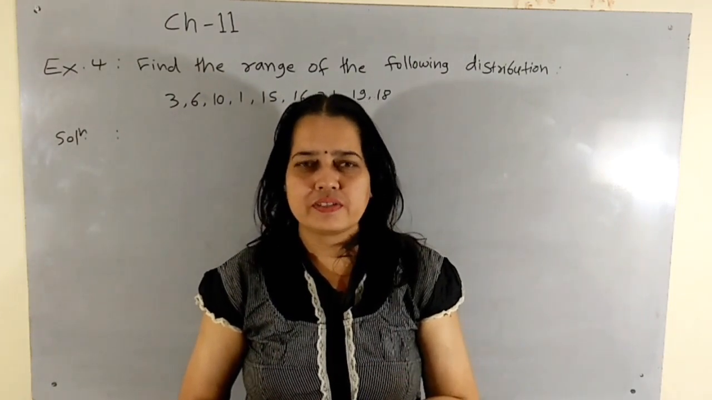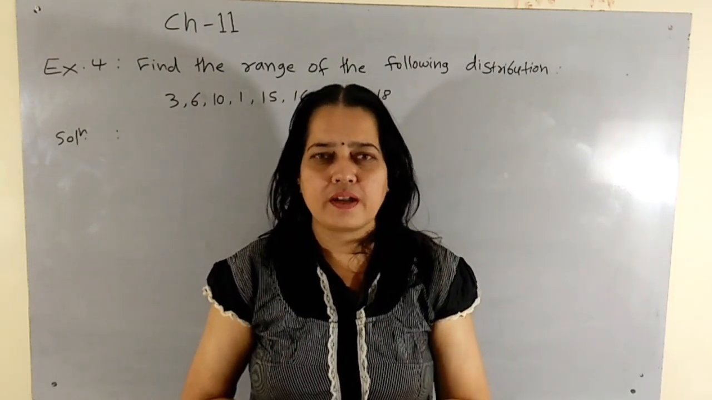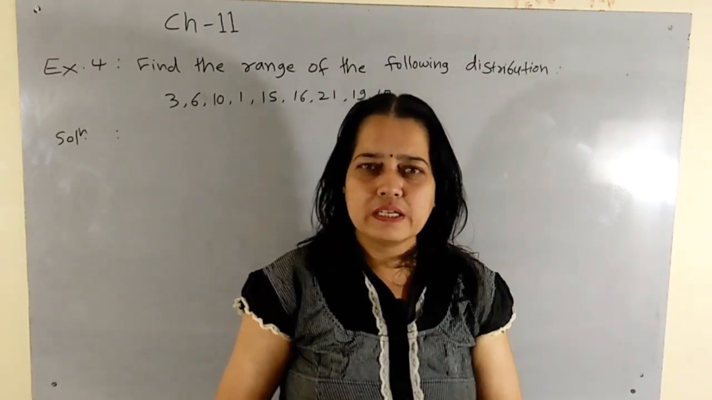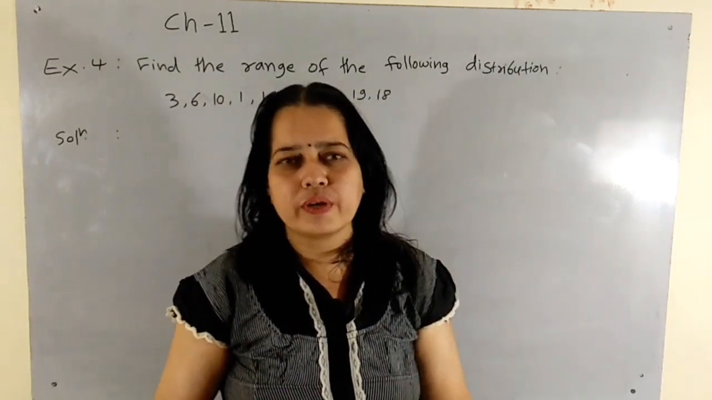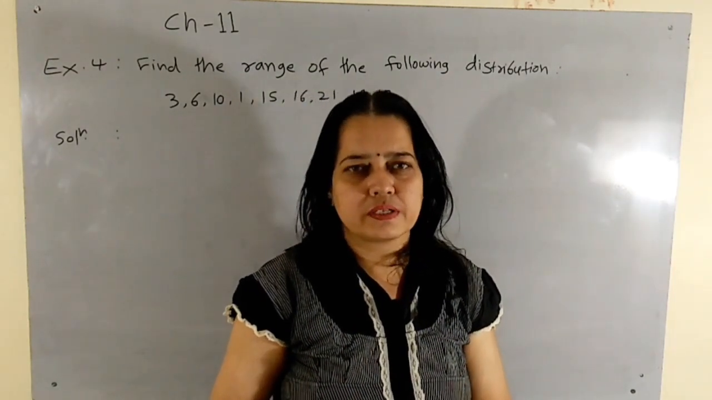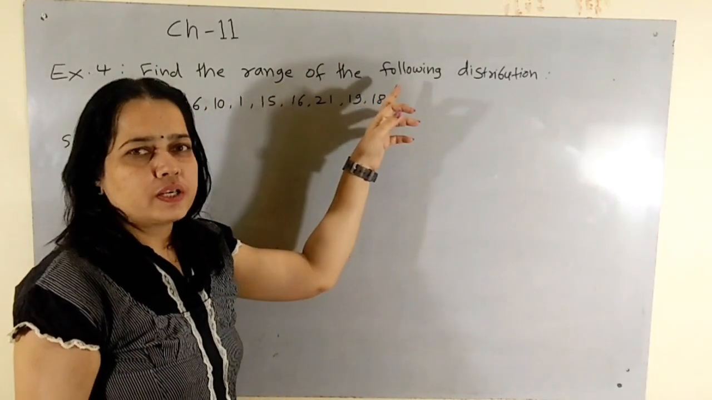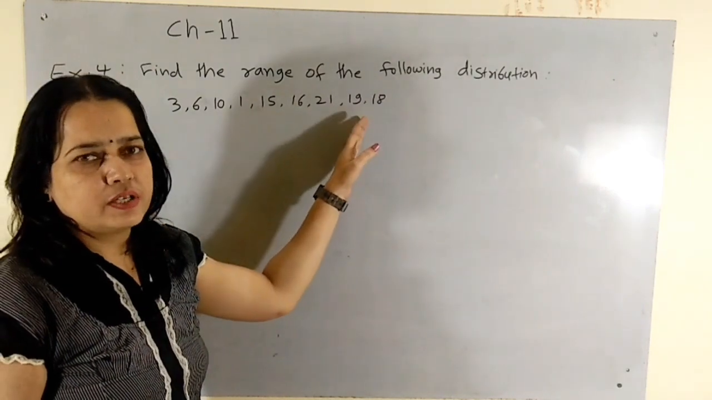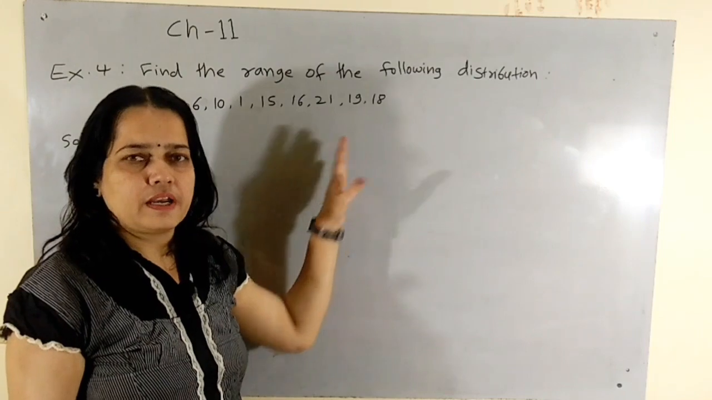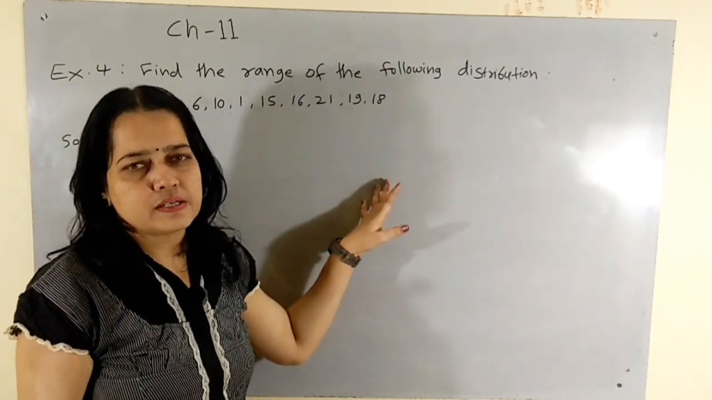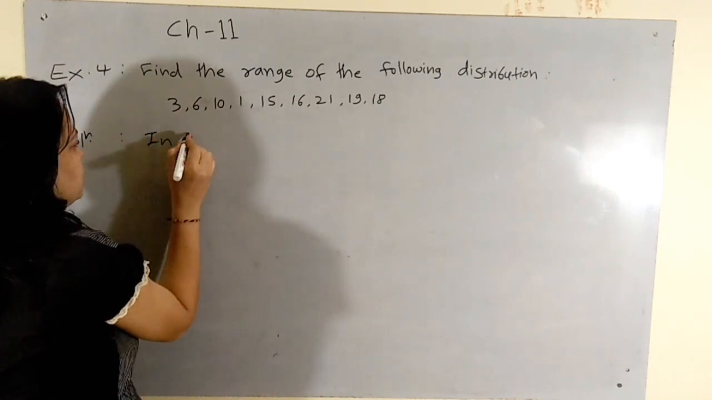In last lecture we have studied the definition of range, the definition of coefficient of range and problems depending on range and coefficient of range. In this lecture we are going to learn some more examples on range and coefficient of range. Our next example is: find the range of the following distribution. Distribution is given here. So we have to find the largest number and the smallest number, and range is equal to largest number minus smallest number.